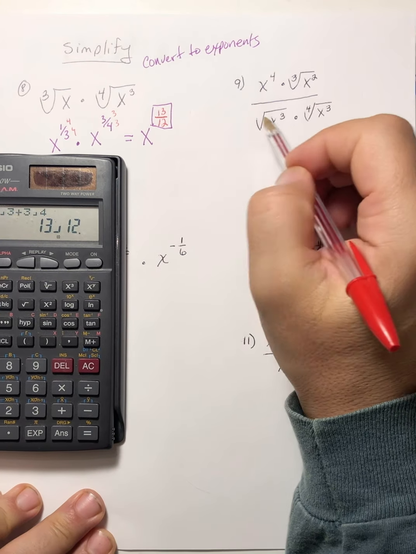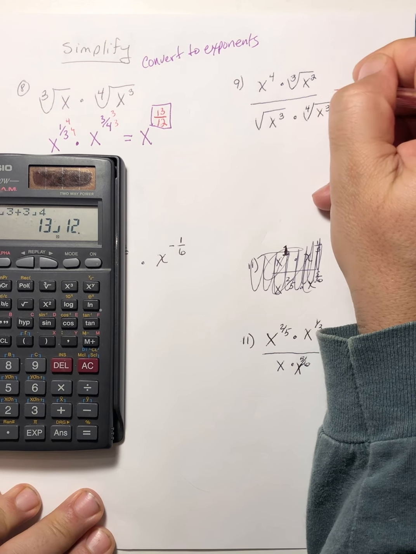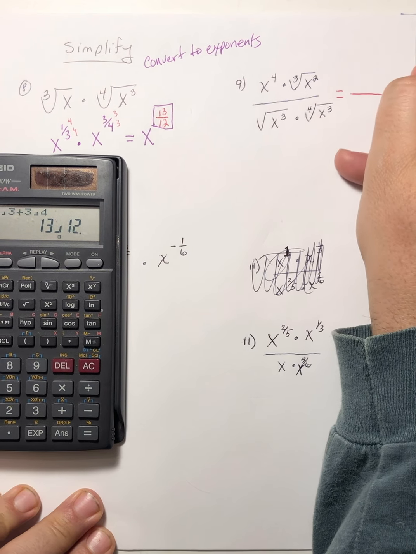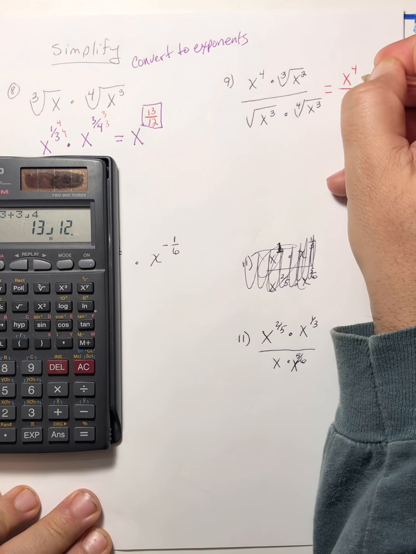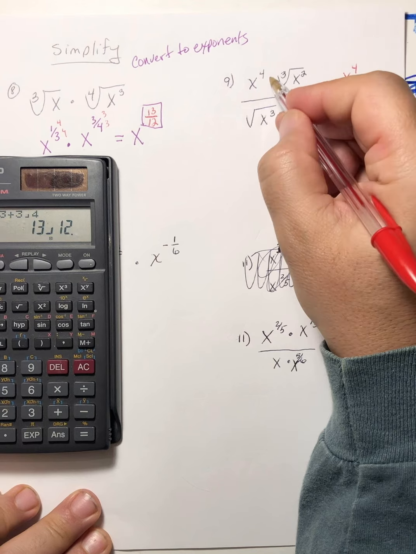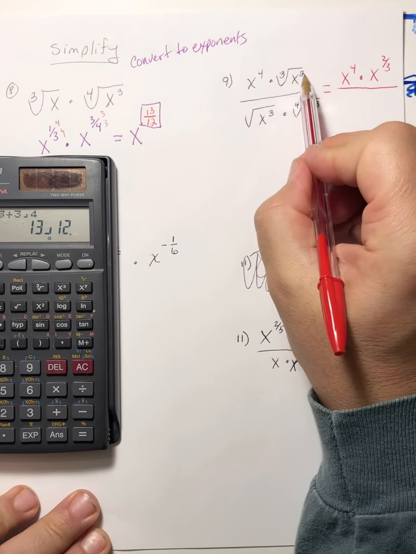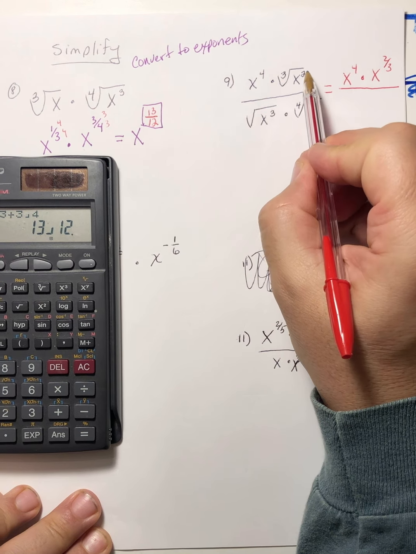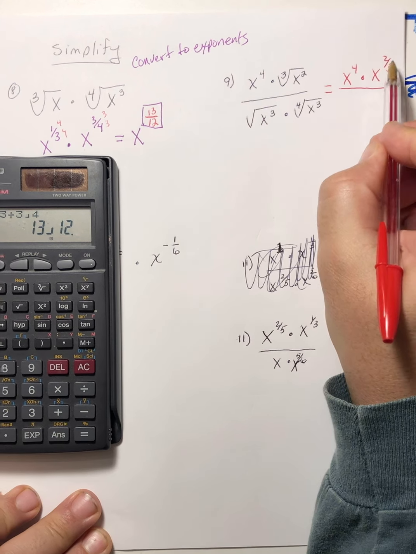Well, this is a big ugly mess. So what? Take care of the top, take care of the bottom. What's the top going to be? Well, x to the 4th. There's nothing to do there. Times, that's right, how do I write this out? That's x to the 2/3. Right. 3 is the denominator, 2 is the exponent, the power. So 2/3.